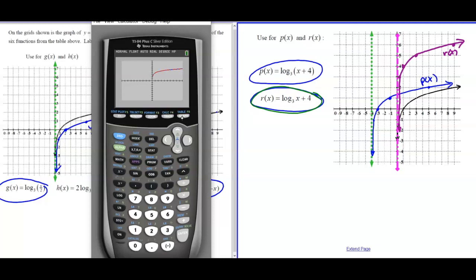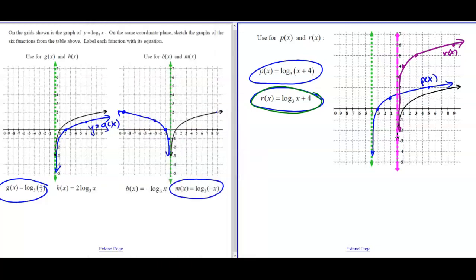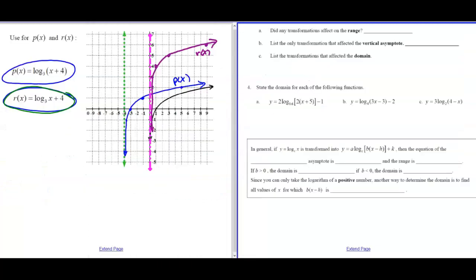Okay, so Tristan, get that? This is what you're going to graph. That's what you're going to graph. Okay, so did any transformations affect the range? We look back in our chart, but none of them did because it was all real numbers to start.